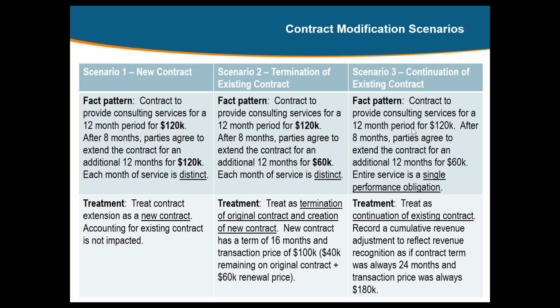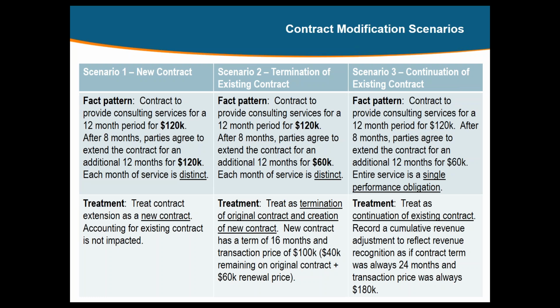So I just gave a quick overview of what is a contract modification. Now let's dig into what the accounting is for it. And depending on the nature of the modification, there's really three main accounting outcomes of how you would treat a contract modification. And I thought it would make sense to just use a few simple examples to kind of explain these concepts. So in scenario one, this is where you would treat the contract modification as a new contract.